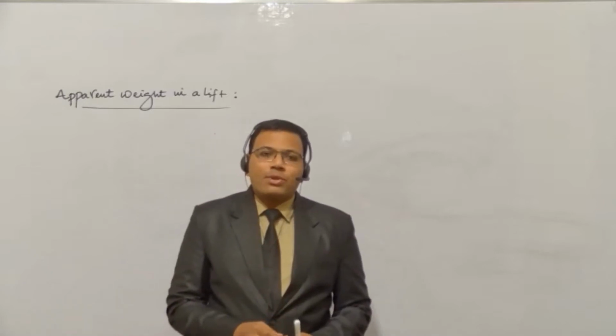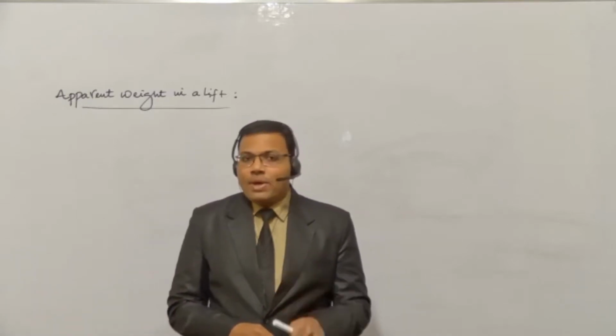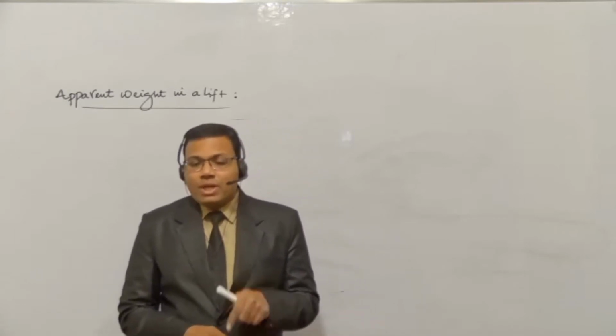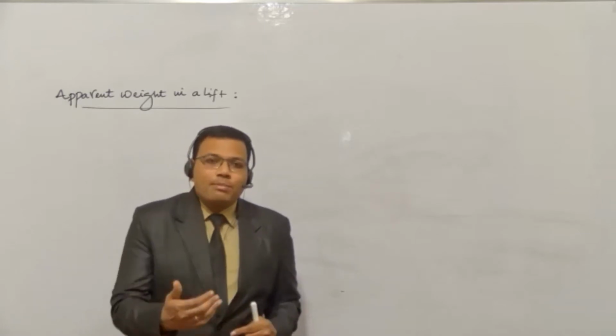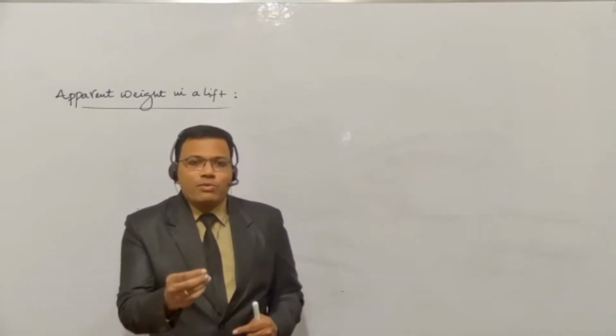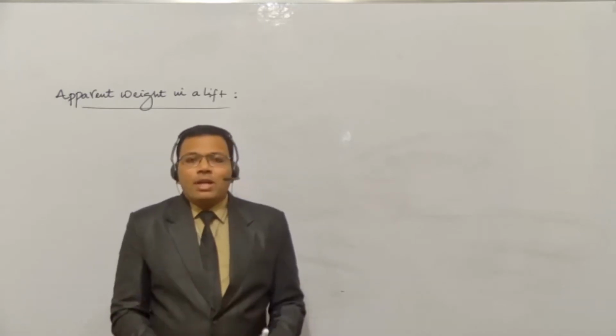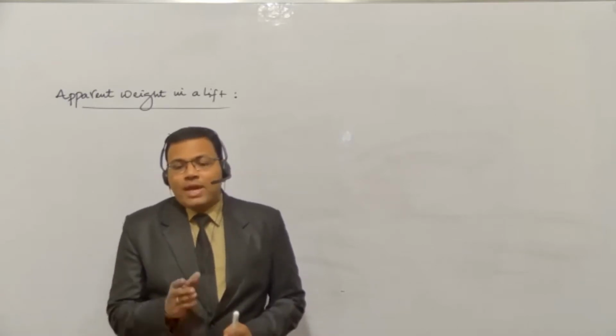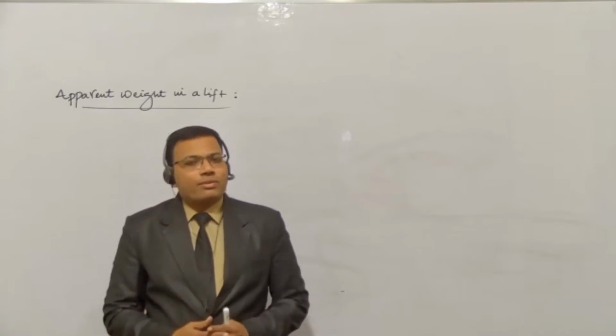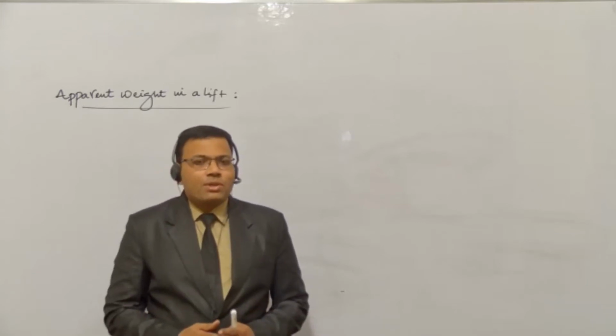So therefore what happens to the weight, the apparent weight? The apparent weight is not exactly 50, it will be more than 50. It may be 52, it may be 55, it may be 56, depending on the value of acceleration with which it is moving upwards. I hope it is clear what I mean to say.